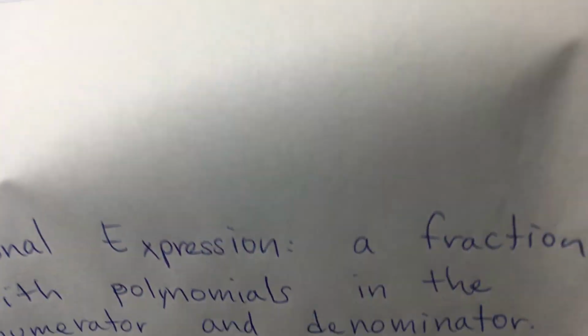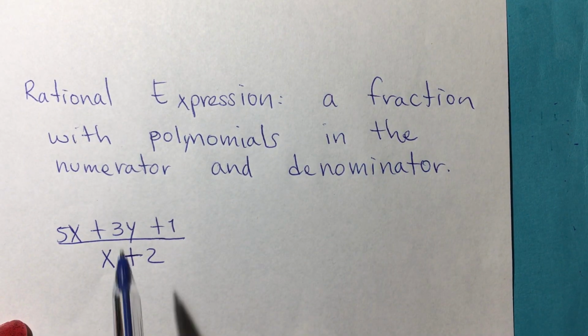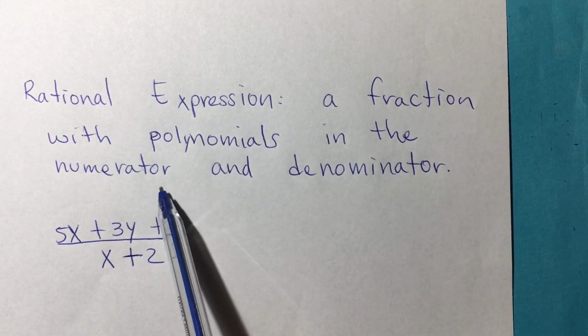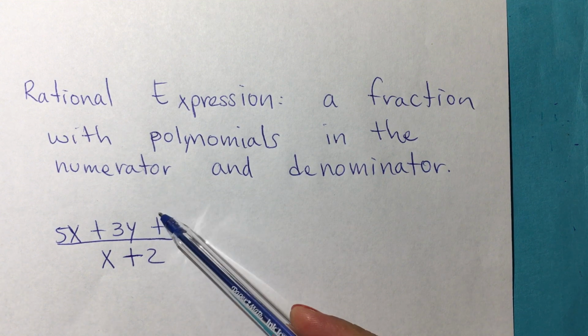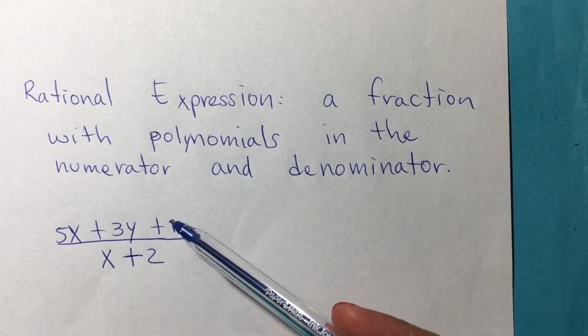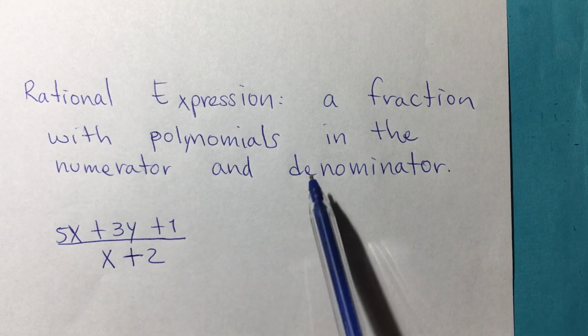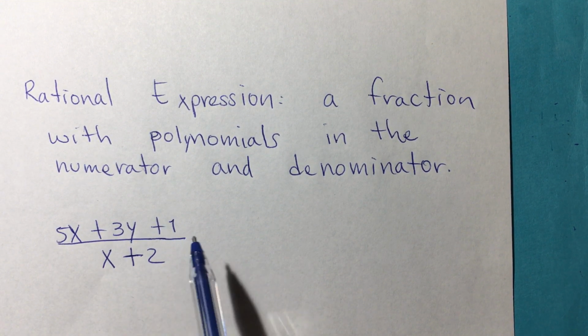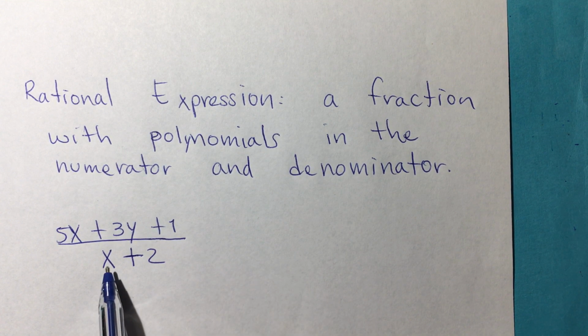Now what is a rational expression? A rational expression is a fraction with polynomials in the numerator and denominator. The numerator is the expression above this line and the denominator is below the line. And so we have 5x plus 3x plus 1 will be a trinomial and x plus 2 is a binomial.